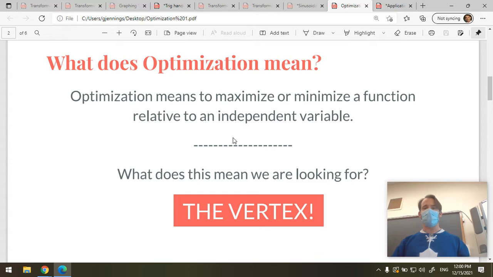Optimization means to find out the value that's the maximum or the minimum of some equation. In the case of quadratics, those are always vertexes, because those are the only points that turn around that could possibly be a maximum or could possibly be a minimum.